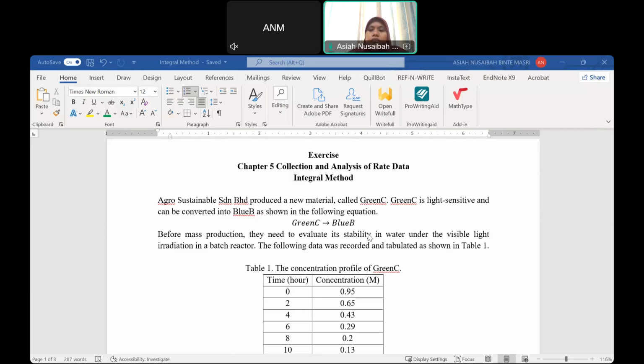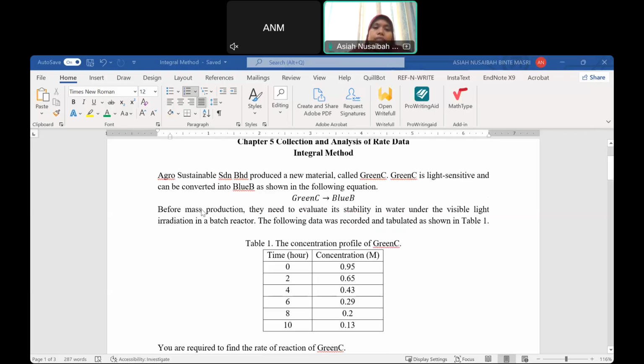So now in this video we are going to do an exercise related to chapter 5 for the chemical reaction engineering course. Chapter 5 is collection and analysis of rate data. Today we are going to learn the second method, which is the integral method. Okay, let's see, we have one sample question.